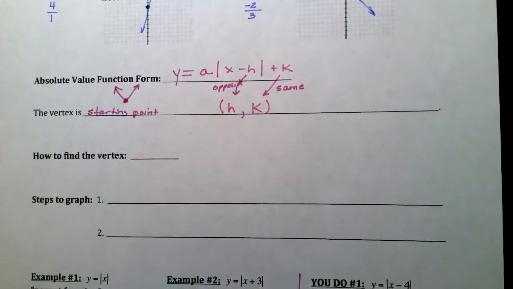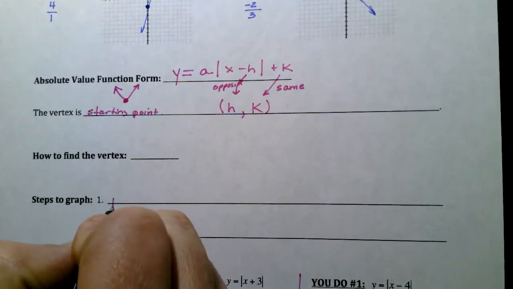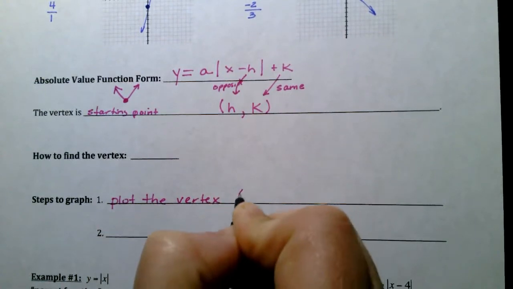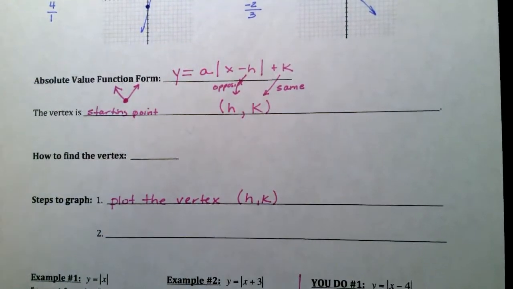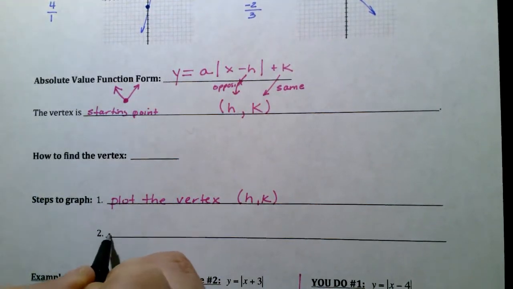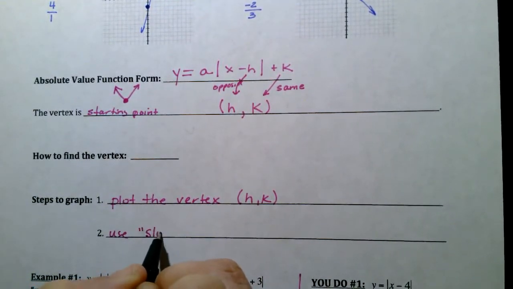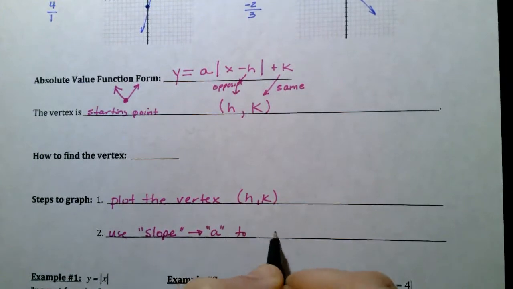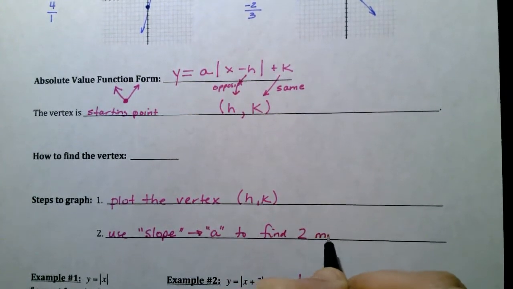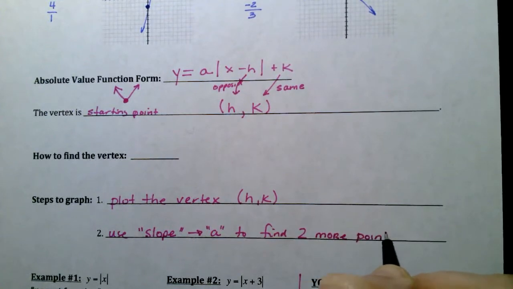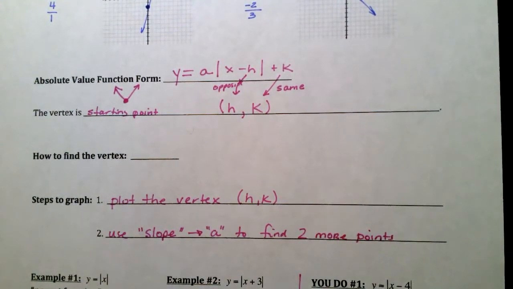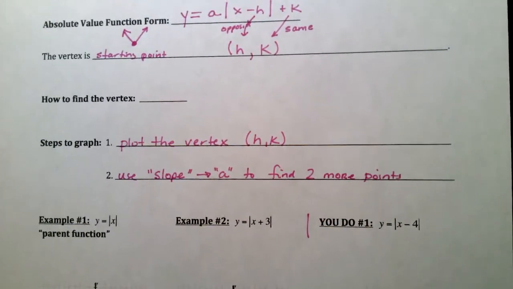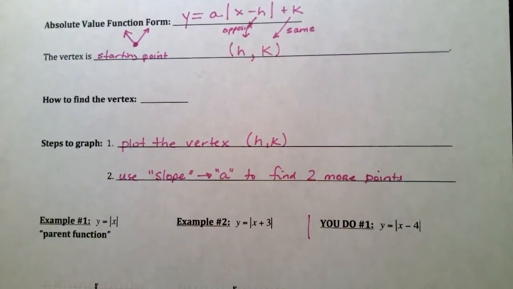The steps to graph these, which is going to be our first skill today, is simply to plot the vertex, and then we're going to use the slope to count to find 2 more points. So this is what we're doing. This is the wording of it all.